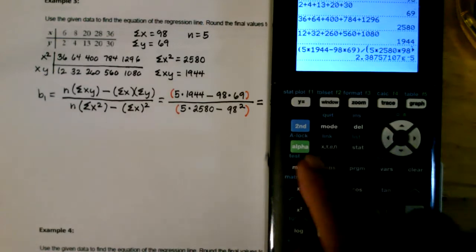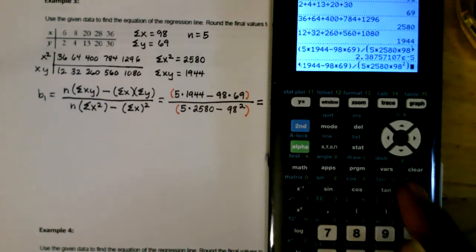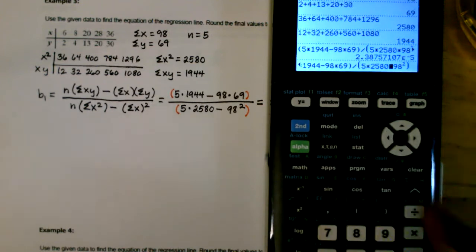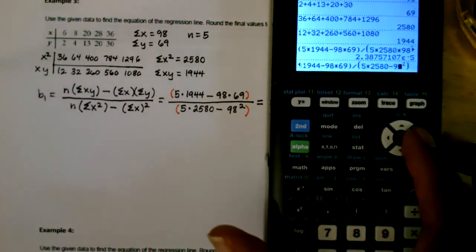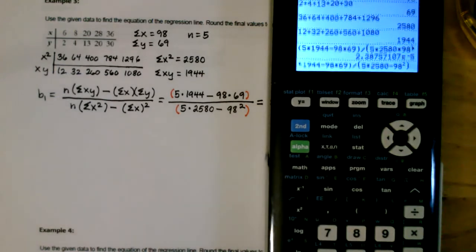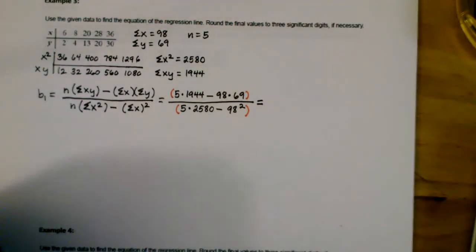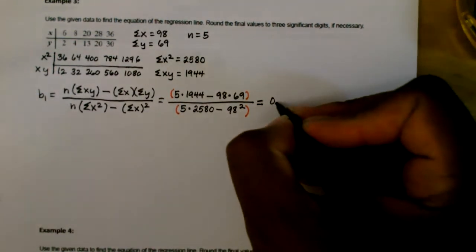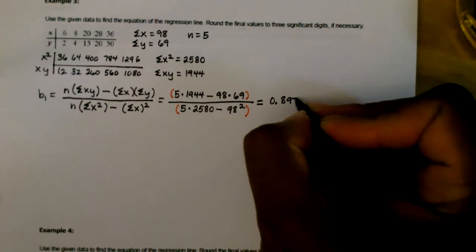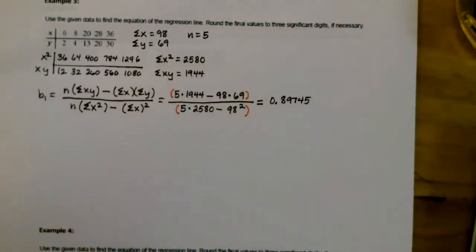Okay, I made a mistake. That should be a minus sign in the denominator. This right here should be minus. Okay. Let's see, that works. Yeah, that works. So here, I'm going to try to use as many decimal places as I can here. This will be 0.89745. Okay. So that's what B1 is, 0.89745. So that's how we find B1.